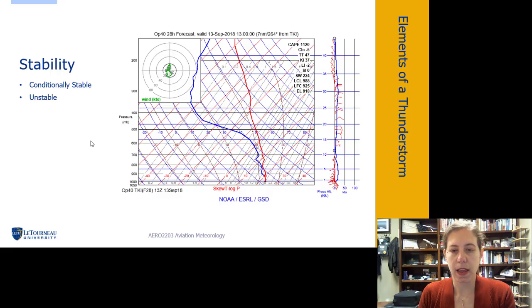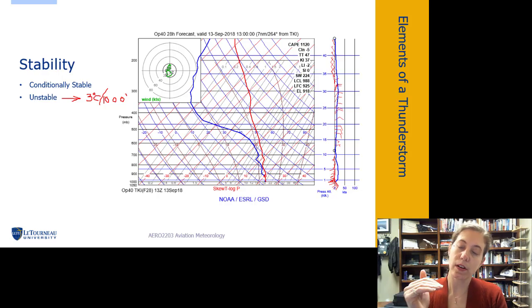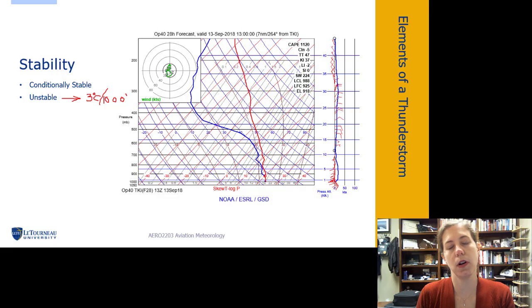Well, we say that unstable means that our lapse rate is greater than basically going down at 3 degrees Celsius per 1,000 feet. So if the lapse rate is going down at a rate that is greater than 3 degrees per 1,000 feet, then we would call that an unstable atmosphere.